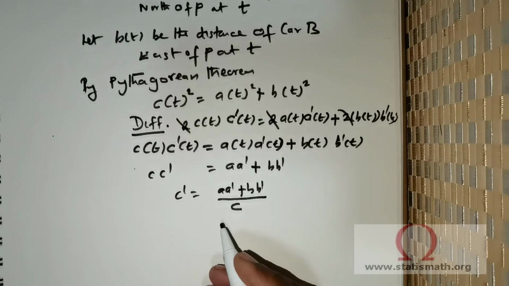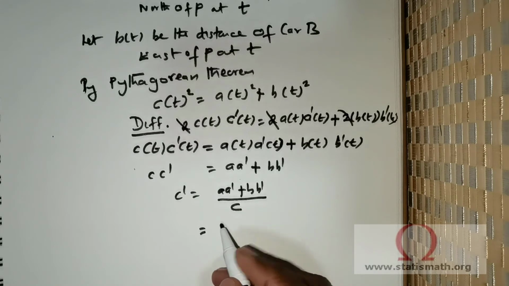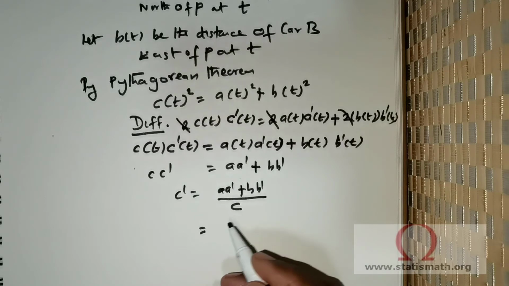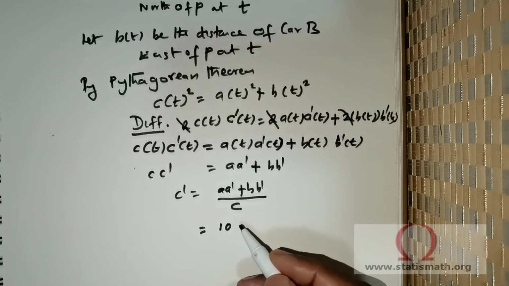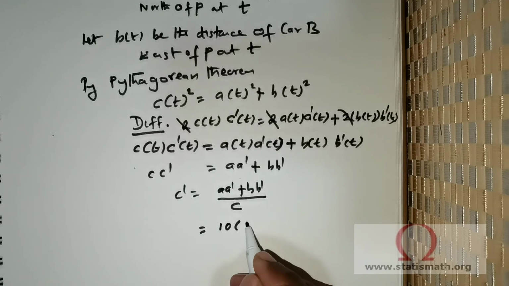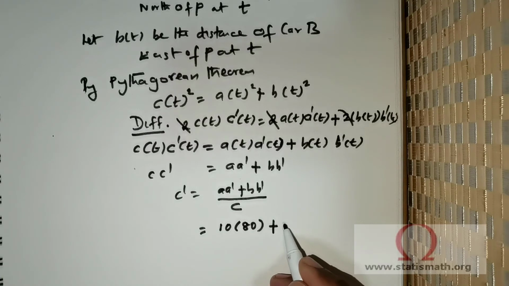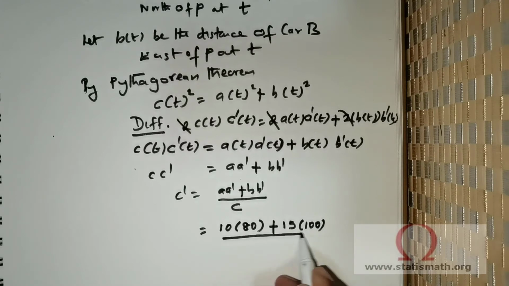So this is the value that I've got. Now clearly from the question, A is given, and the rate of change of distance, the speed, is also given. At a particular time car A is 10 kilometers to the north of P and traveling at a speed of 80, so the change is 80 kilometers per hour. Plus B is 15 kilometers to the east at that time, and traveling at a speed of 100. So that's the value that you need to place.